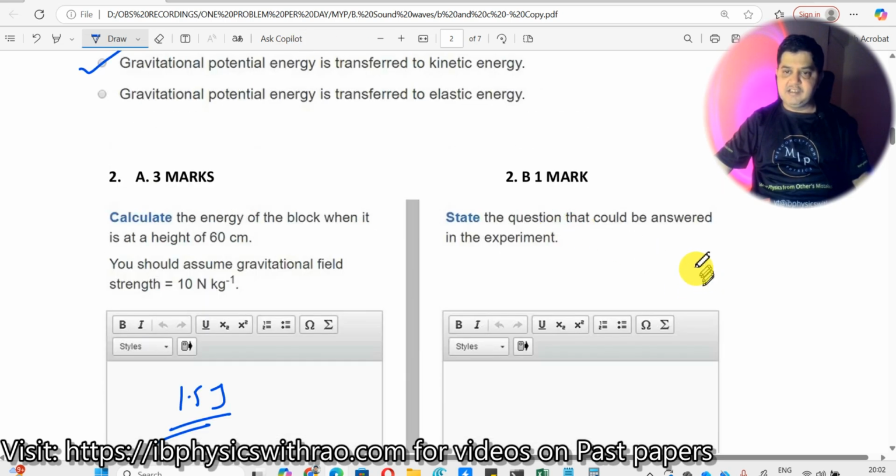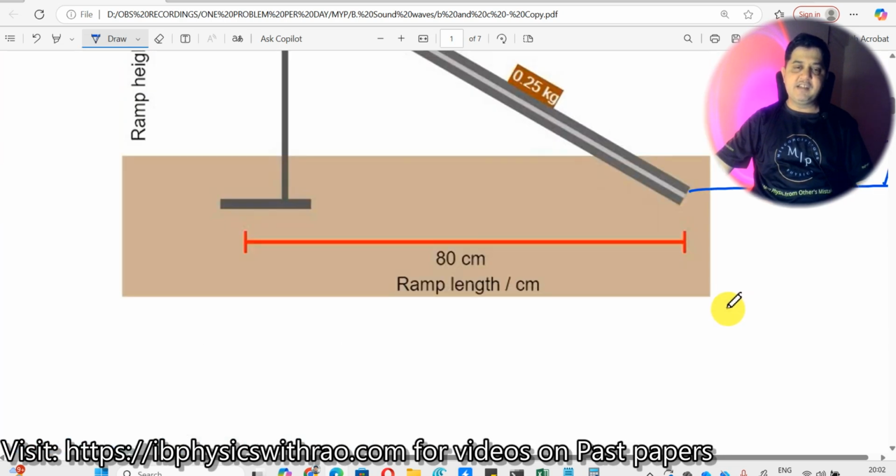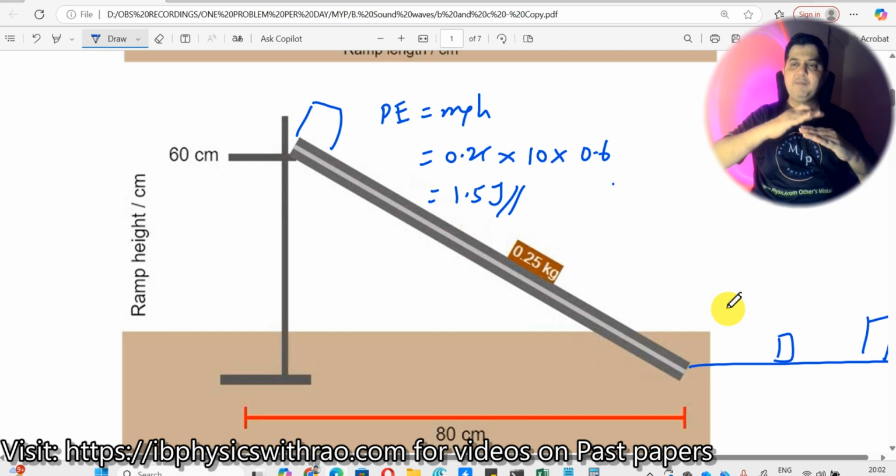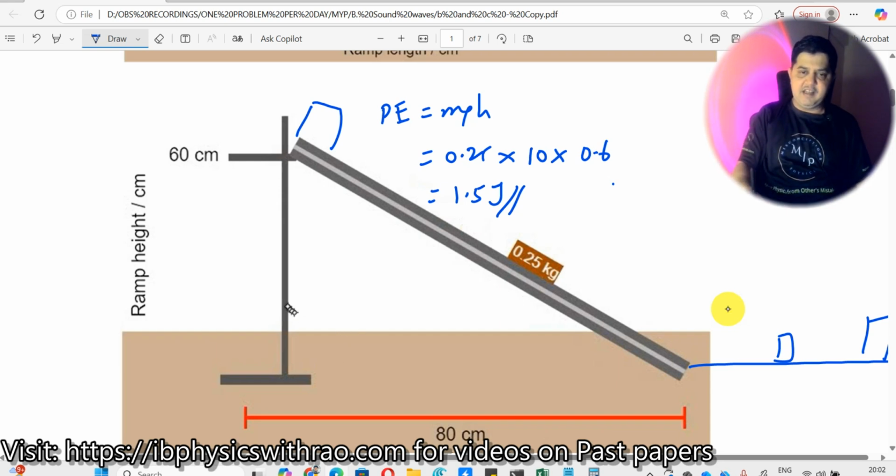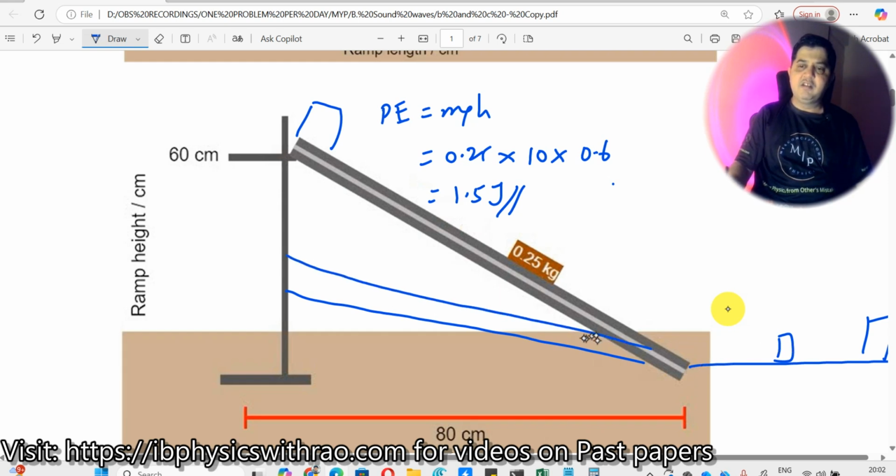State the question that could be answered in the experiment. Now comes your criterion B, design of an experiment. So, what is the question that you can state? See, if I keep my height here at 35 centimeters, this could move until here. If I keep on increasing the height like this, the distance moved will be larger and larger. This is what I'm going to investigate.